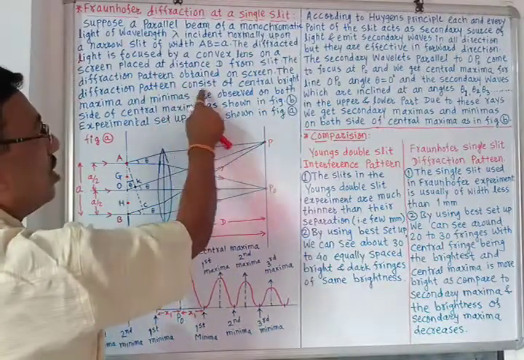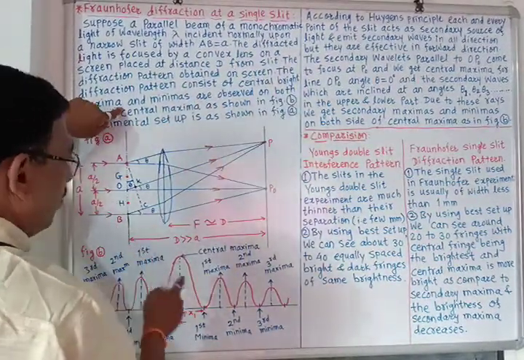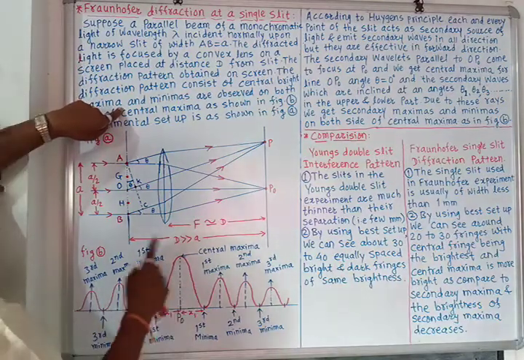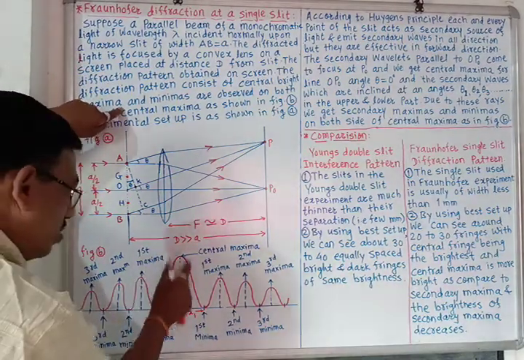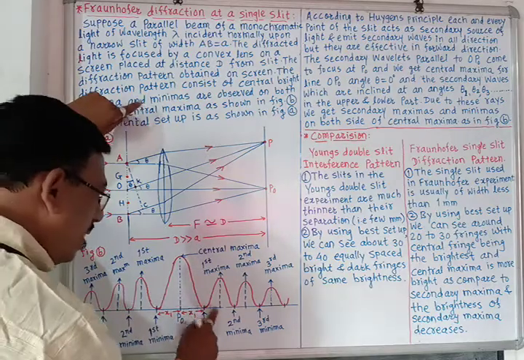The diffraction pattern consists of central bright maxima. Diffraction pattern consists of or contains central bright maxima and minima.